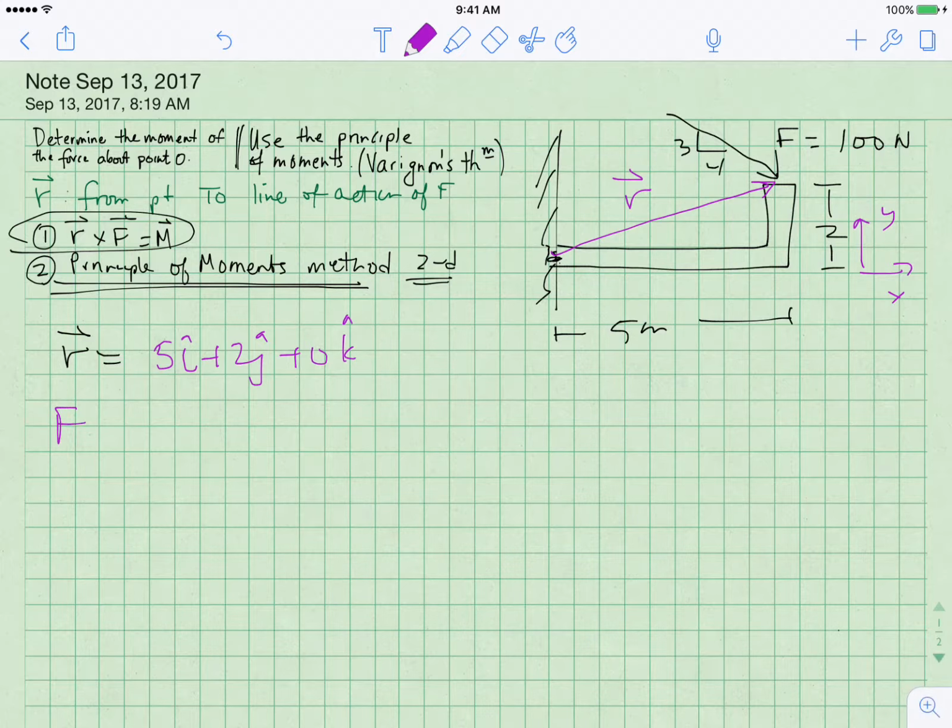Second, I'm going to write my force in full Cartesian coordinates. And I can see that I have 4/5 of 100, which is 80i. That was 4/5 times 100. I have a minus 3/5 times 100, which is 60 in the, sorry, j direction, that was j. And I have nothing in the k.